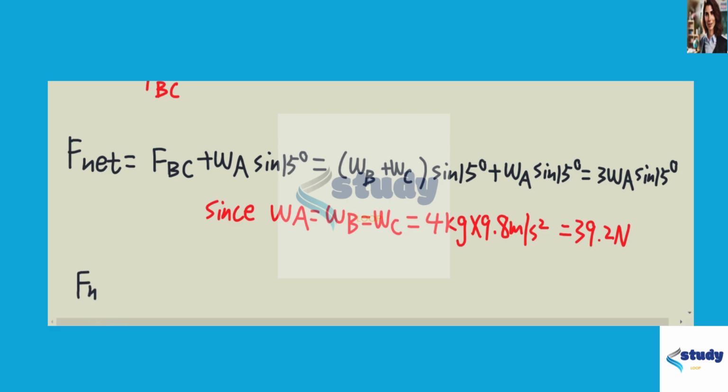which is F net is equal to 3 times 39.2 Newtons, and then times sine 15 degrees. And this will give us the net force is about 30.44 Newtons.